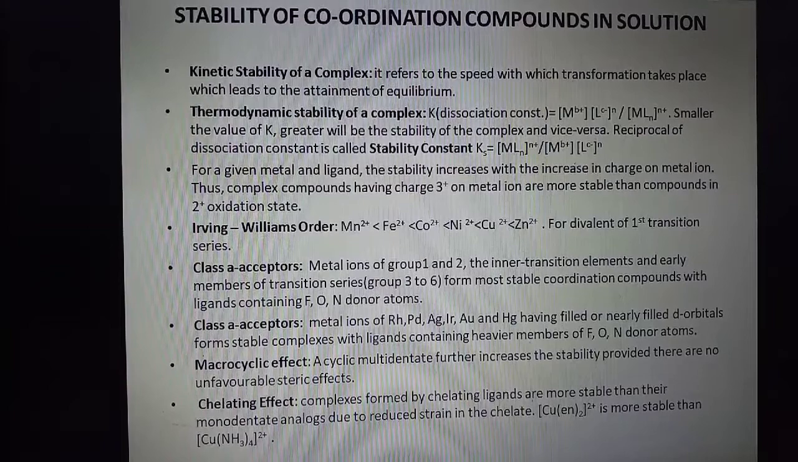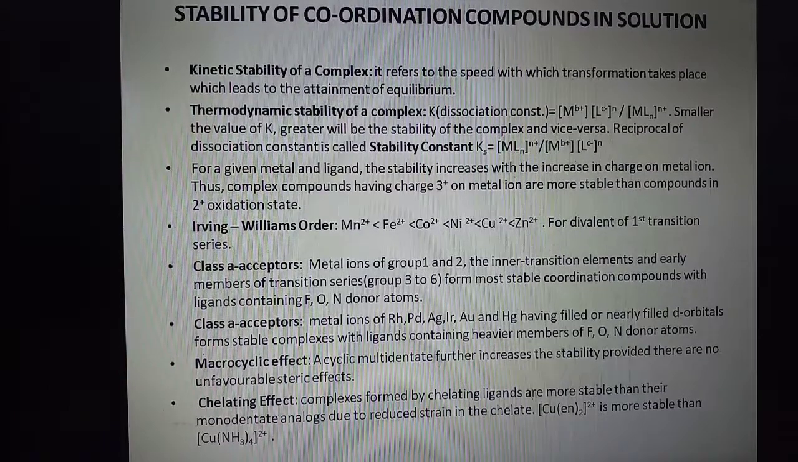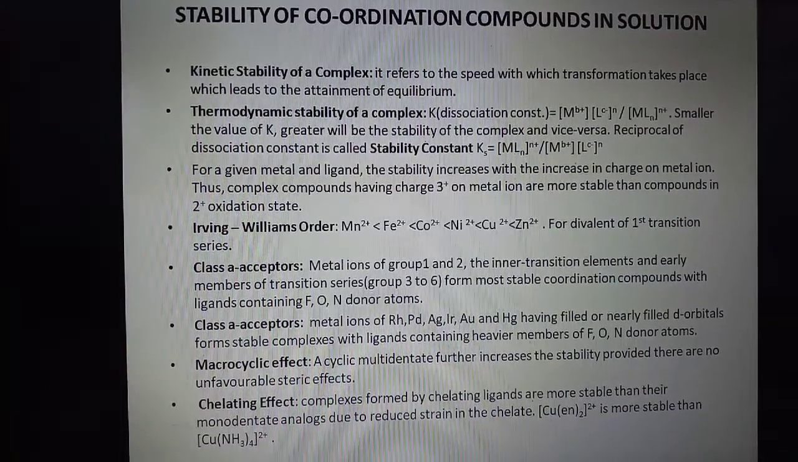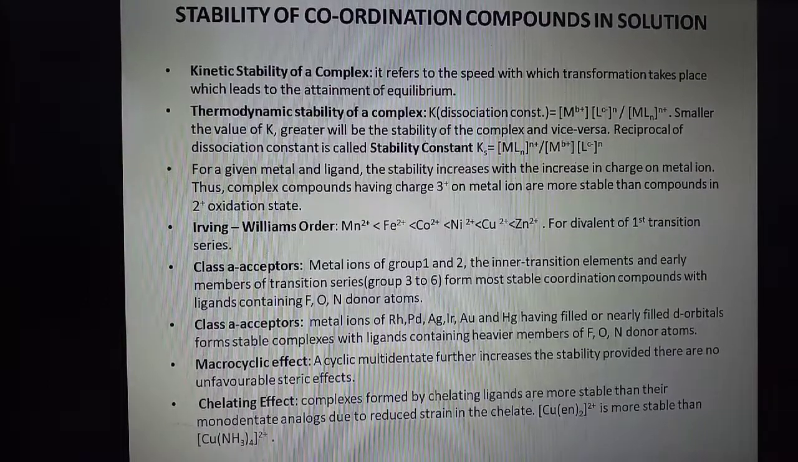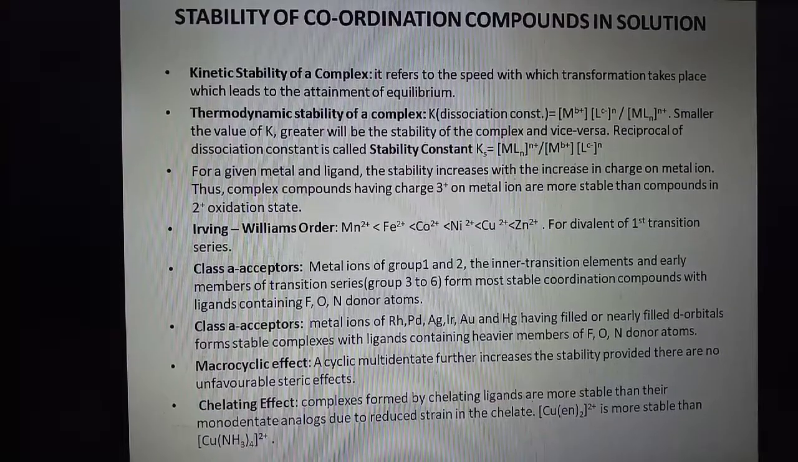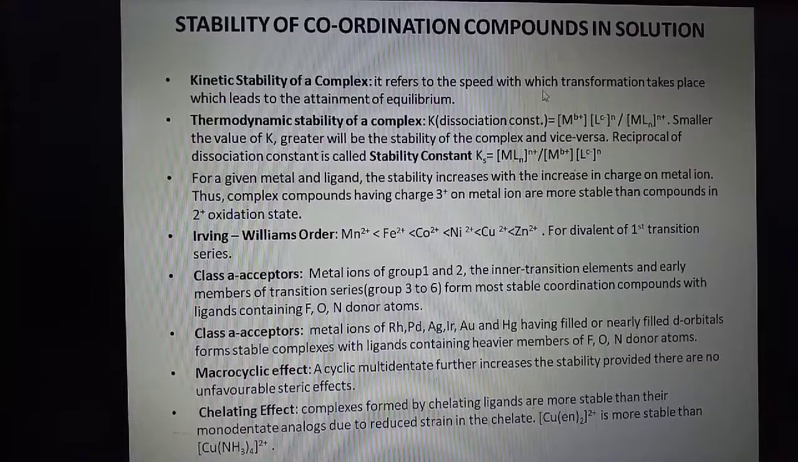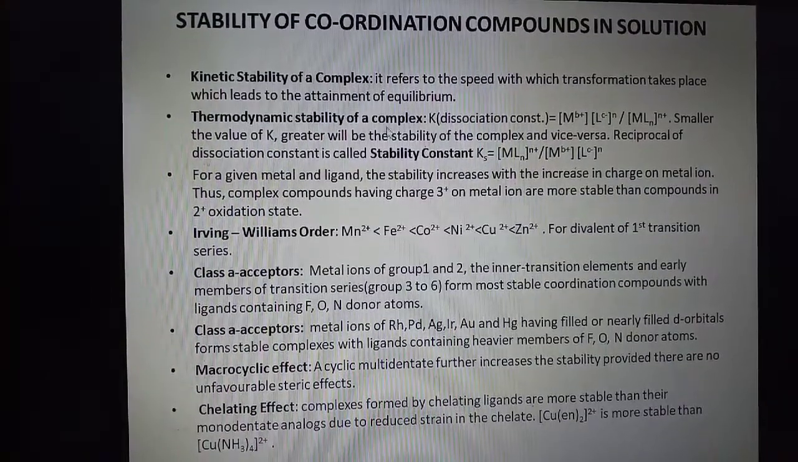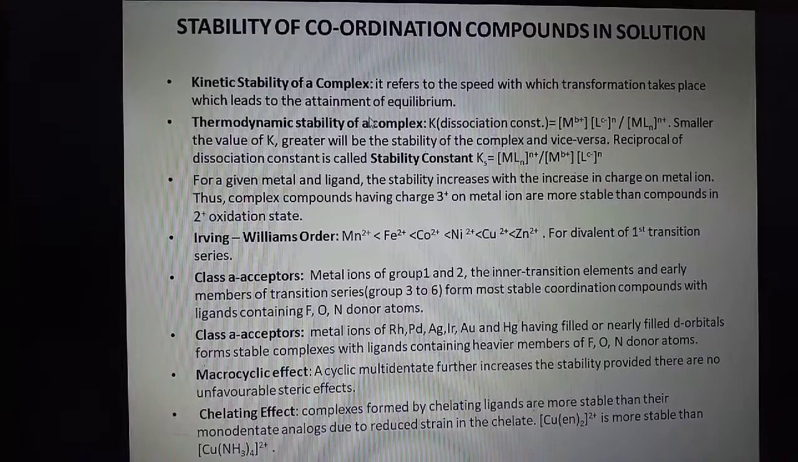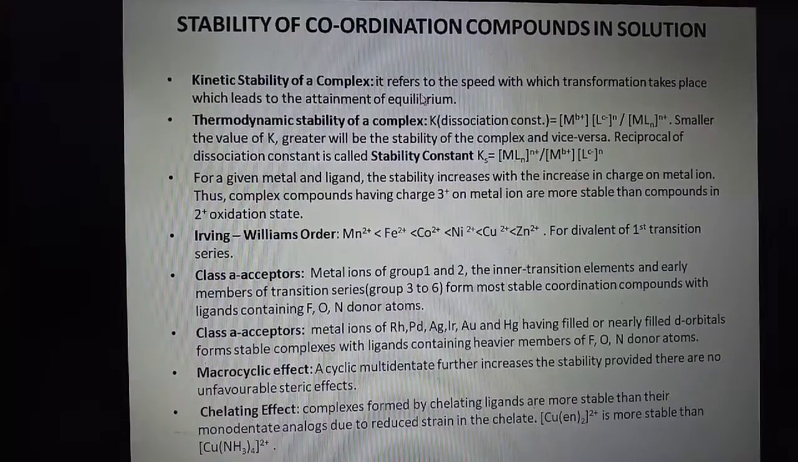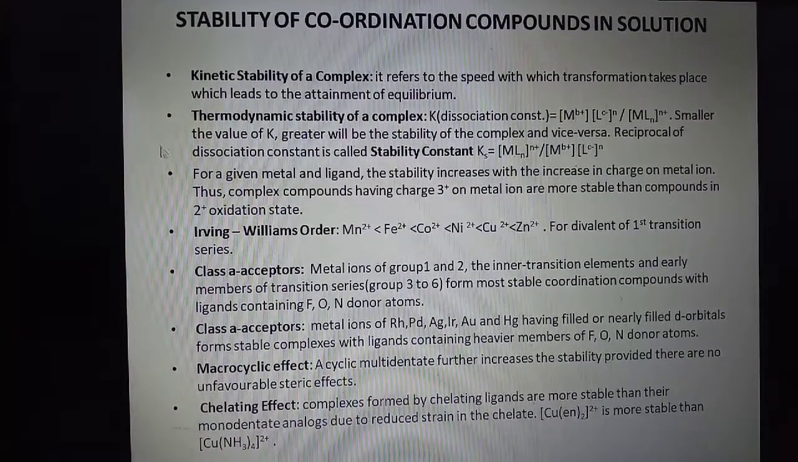That was about the limitations. Now regarding the stability of the coordination compound in solution, the first point to illustrate is the kinetic stability of a complex. It refers to the speed with which the transformation takes place, which leads to the attainment of equilibrium. It refers to the speed: kinetic stability.